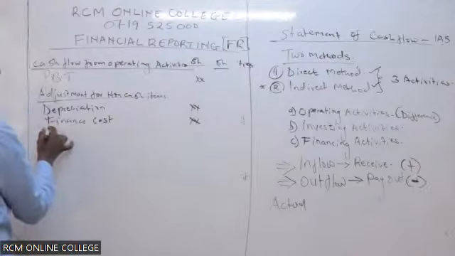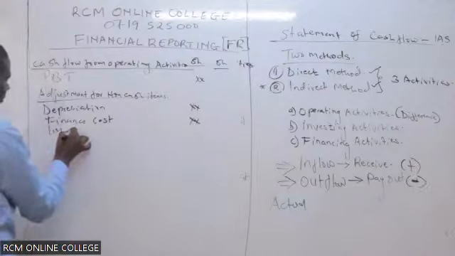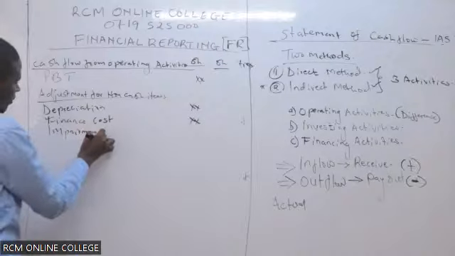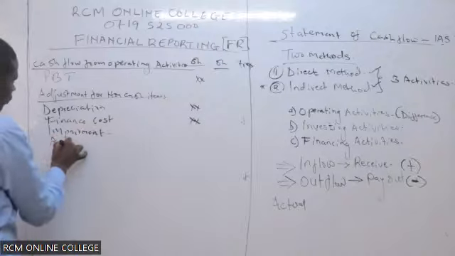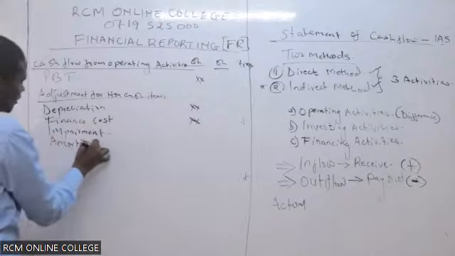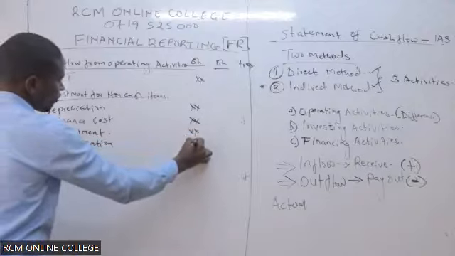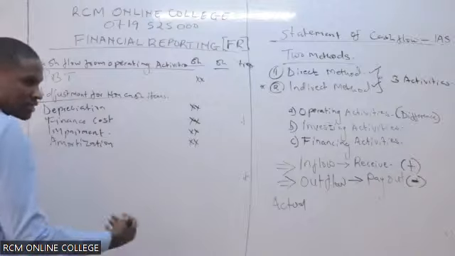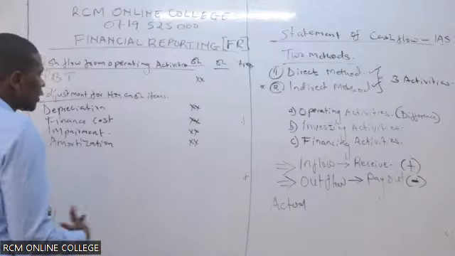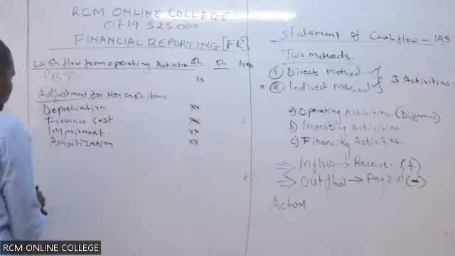Then we have something to do with impairment. You can have impairment, amortization. Remember, all these are reductions of value. You add them back since they were subtracted in the original income statement.